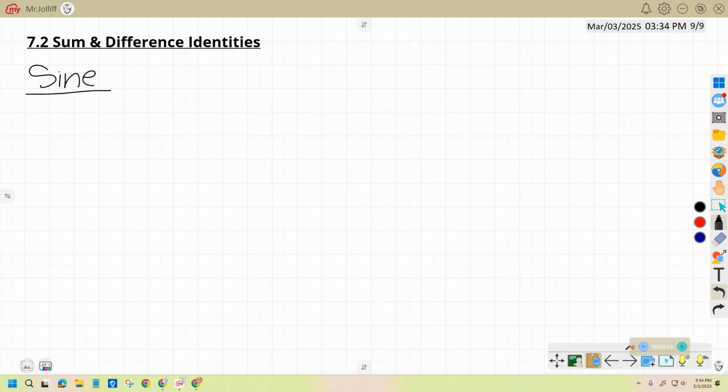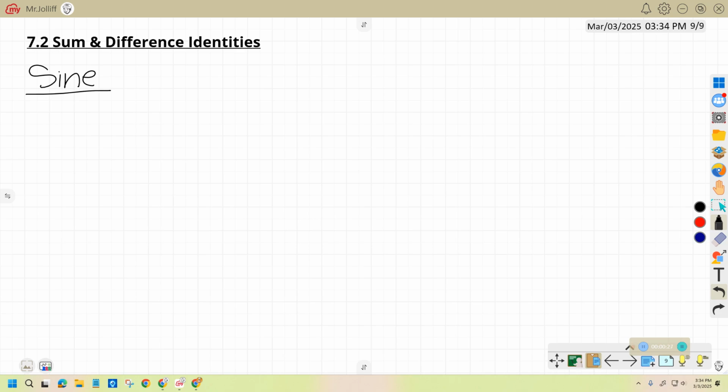Okay, so for this week, we're going over section 7.2 in the book, where we're looking at sum and difference formulas for the three primary trig functions: sine, cos, tan. We're going to start with sine today. We'll do cos tomorrow. We'll do tangent on Wednesday. So I'm going to pop the equations up there, and then we're going to look at one possible example where these equations might be helpful.